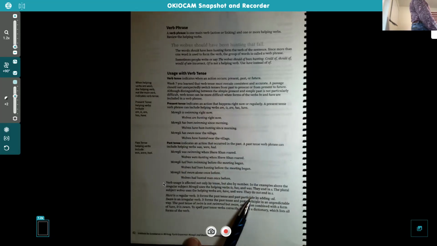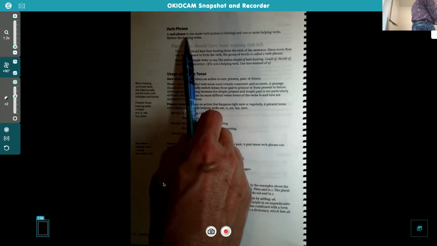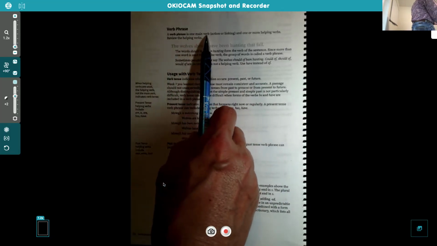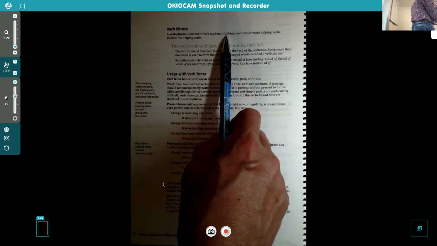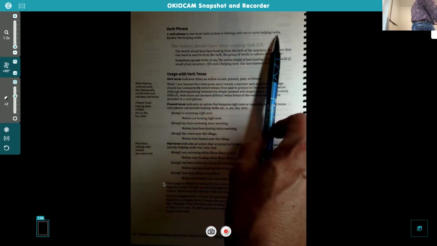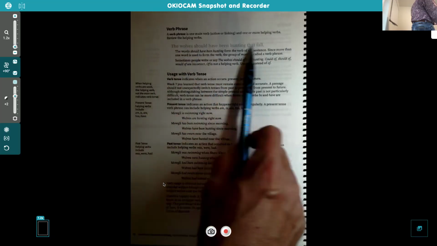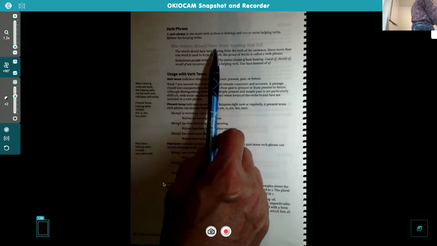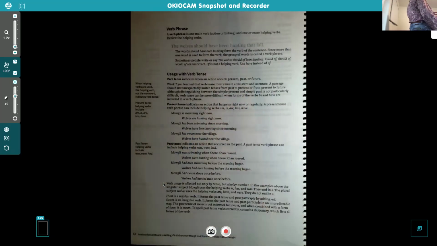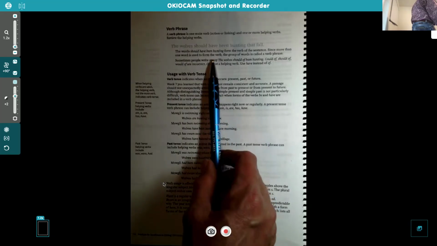Verb phrase. A verb phrase is one main verb, so it's an action or linking, and one or more helping verbs. Review the helping verbs. Okay, so basically like this example here. The wolves should have been hunting that fall. So should have been hunting, should have been hunting. That's 4 verbs in a row. It's called a verb phrase when you have more than one in a row like that.